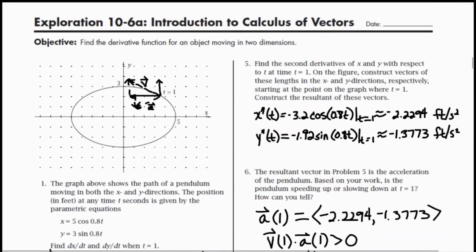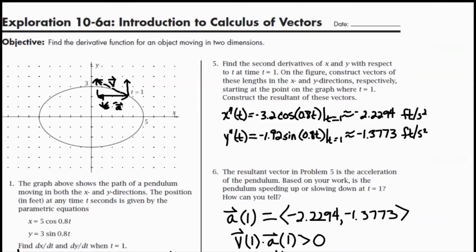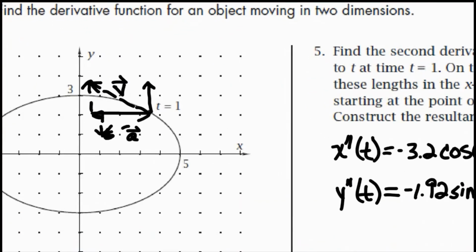All right, let's look at number 5. Now they're asking you to look at a second derivative, so we're getting acceleration components. You can see I took the second derivatives, I plugged 1 in, and I got these decimal values; they're both negative. Now what I want you to notice here is they wanted us to graph these vectors. Notice that we have the acceleration vector and we have our velocity vector. My acceleration vector and my velocity vector are not perfect. This is just kind of a rough sketch.